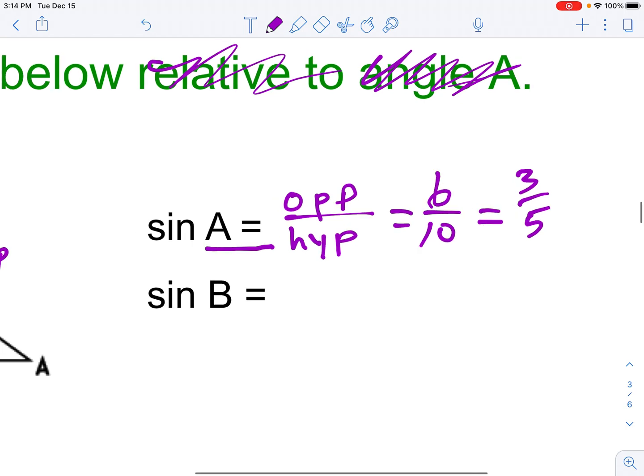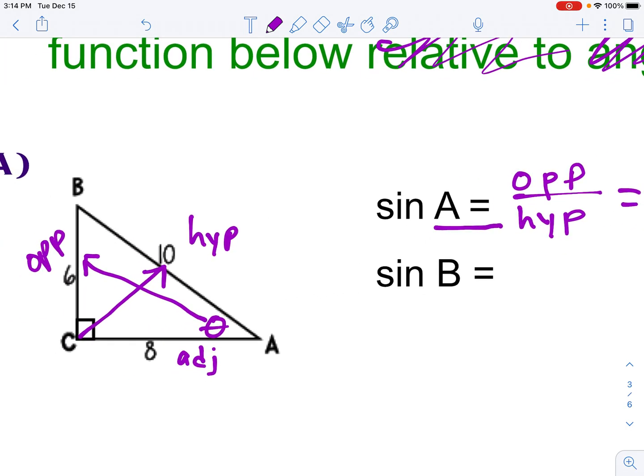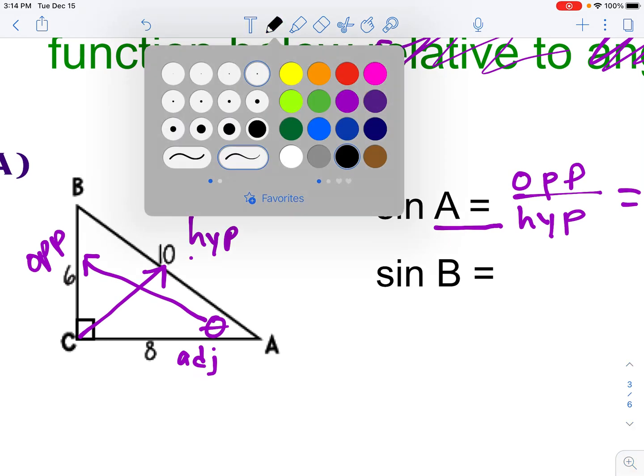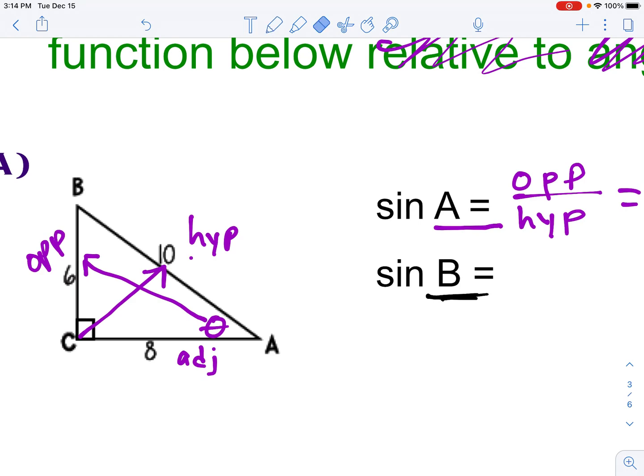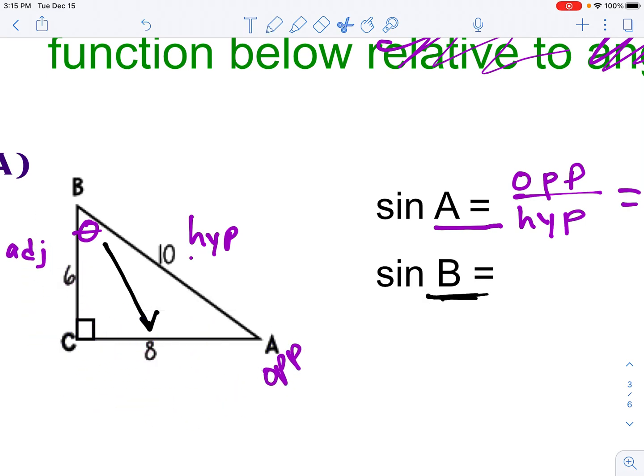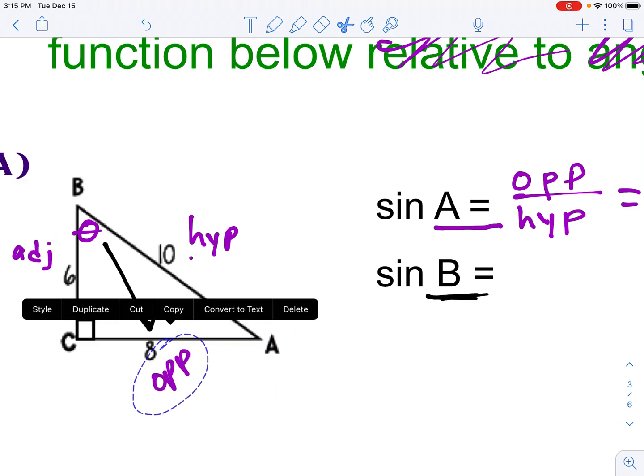All right, now this is where it gets tricky. Now we want to do the sine of B. Since B is now the angle of reference, you need to switch these around. Now the angle of reference is going to move up to B, and opposite of B is now down there. So what ends up happening is opposite and adjacent switch around when you switch your focal point relative to the specific angle. We went from angle A to angle B.